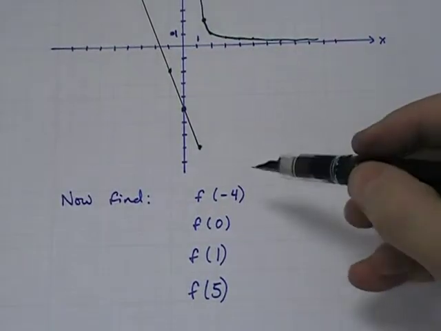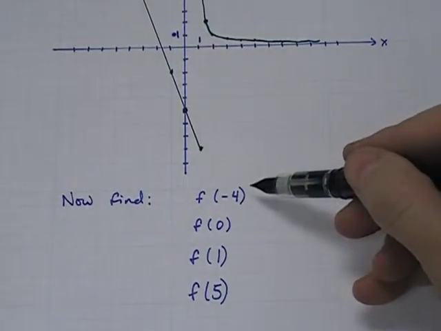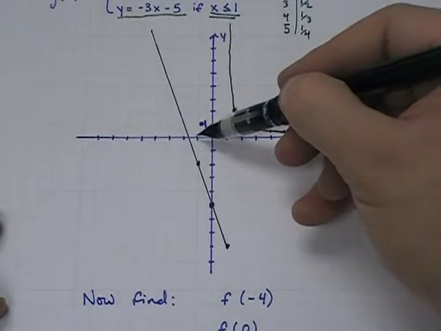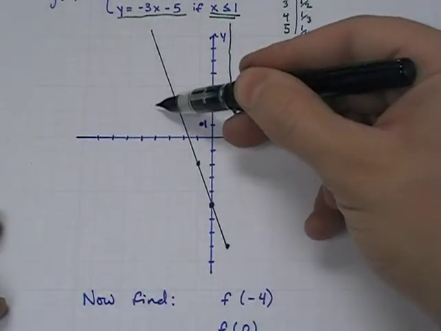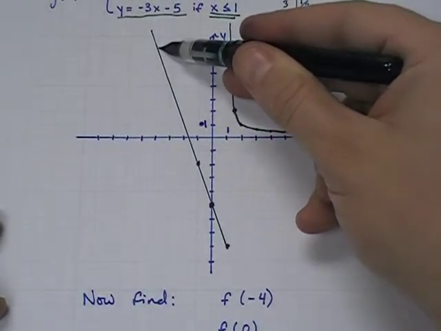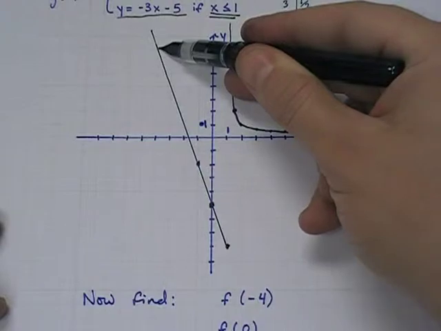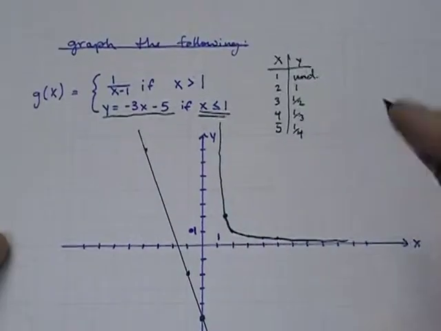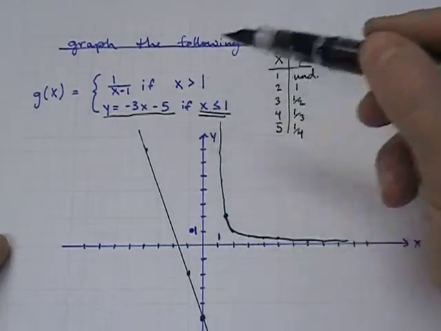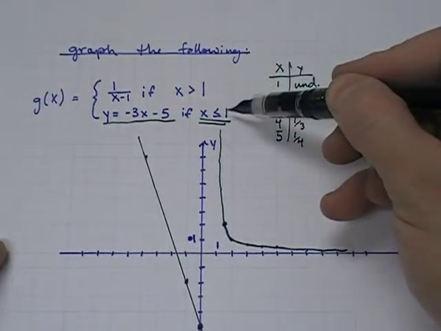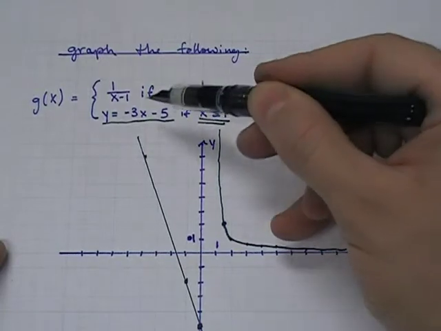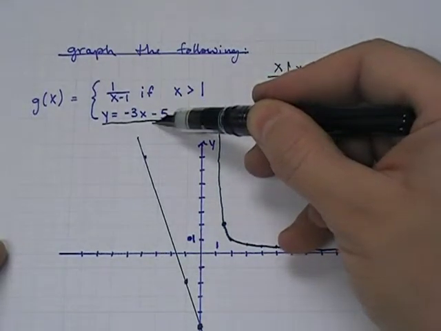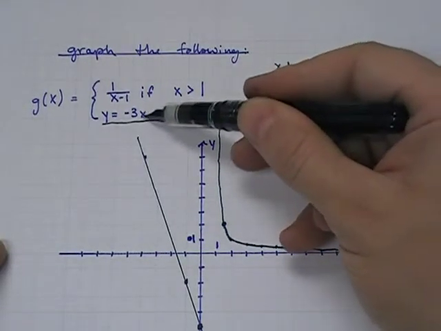So I can say, okay, well, what is f of negative 4? I can go to x equals negative 1, 2, 3, 4, and go up and say, well, it looks like it's right there. And I can use my graph. Or I can plug it into one of these functions algebraically. Well, it says if x is less than or equal to 1, I must use this function. So I plug negative 4 in for x.